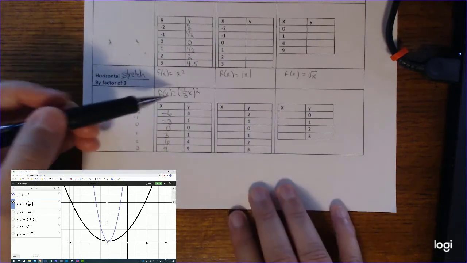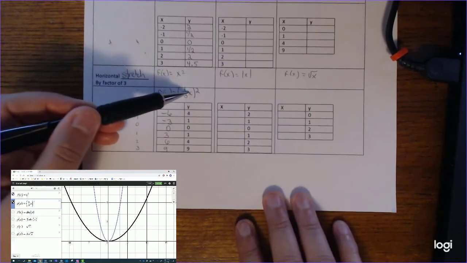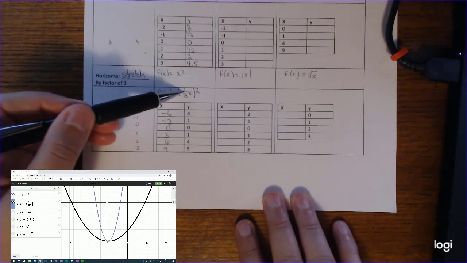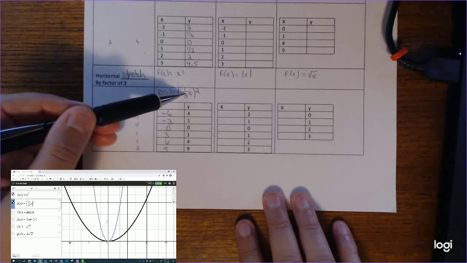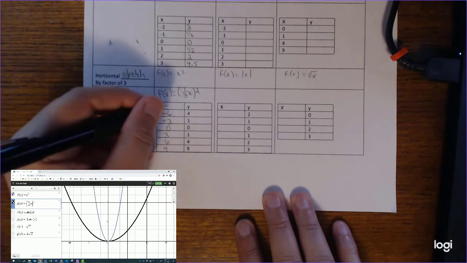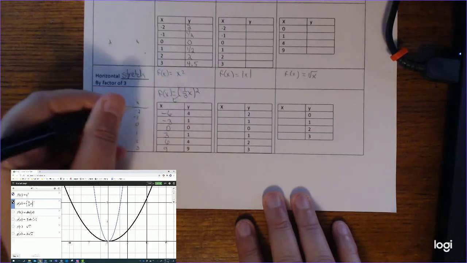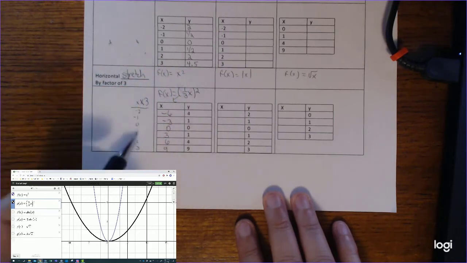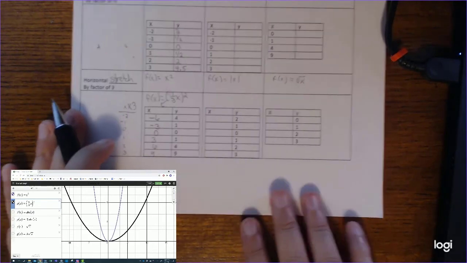Okay, so look at that. There's a multiplication going on in there with the x. The x's never play nice, so this is actually a horizontal stretch by a factor of 3. What that means is your x coordinates right here got multiplied by 3. -2 times 3 is -6. Your -1 times 3 is -3. 0 times 3 is 0. 1 times 3 is 3. 2 times 3 is 6. 3 times 3 is 9. But the y coordinates didn't change. So it gets a little tricky, the horizontal stretching and shrinking.